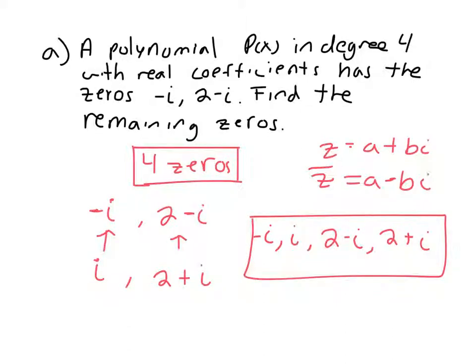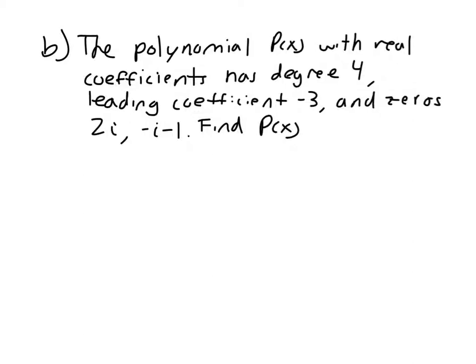Okay, let's do one more example. In this example, it says the polynomial p of x with real coefficients has degree 4 and leading coefficient negative 3 and zeros 2i and negative i minus 1. So now it's asking us to find p of x. Before we can find p of x, we need to find all of the zeros. They only gave us 2. So there's 2 more because it's of degree 4.